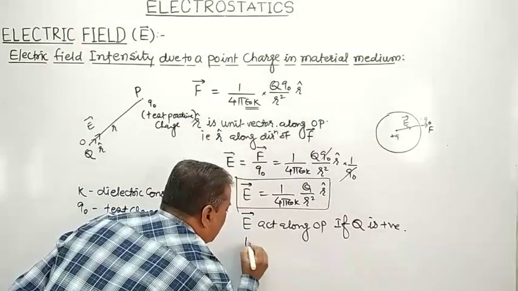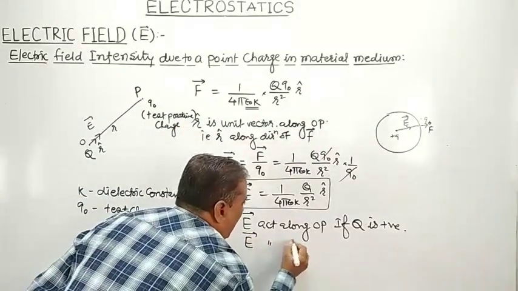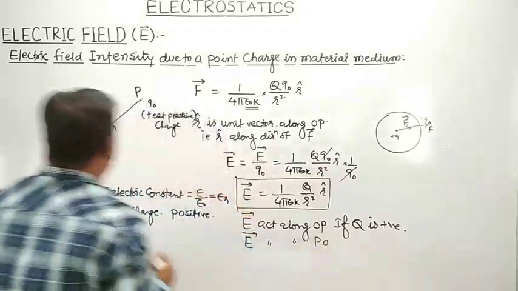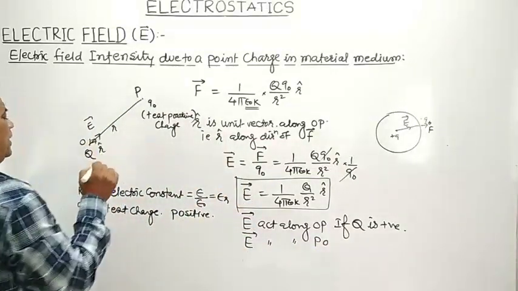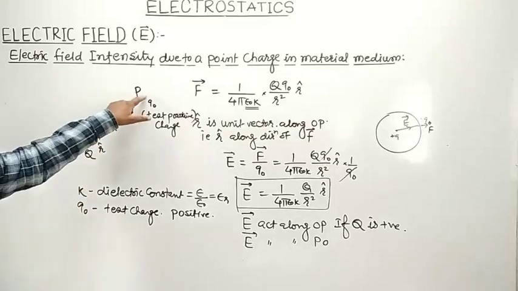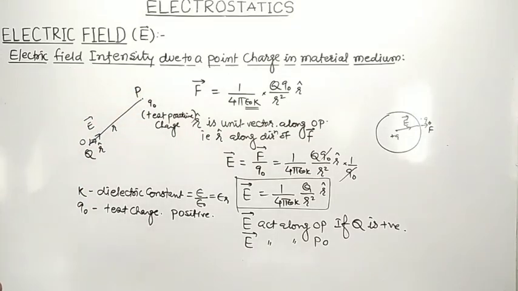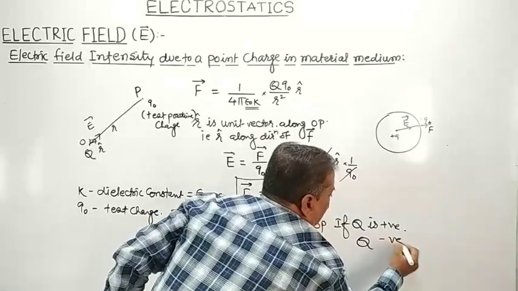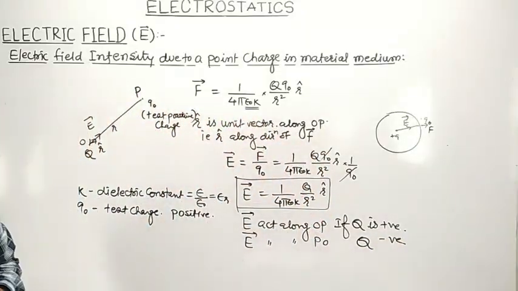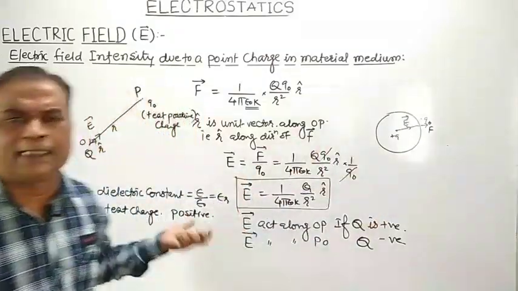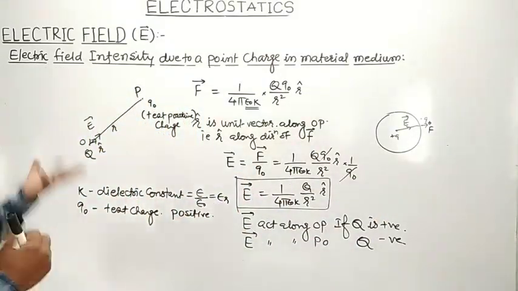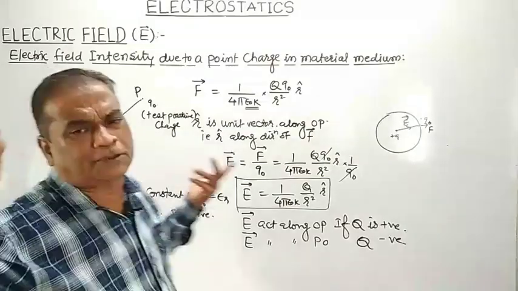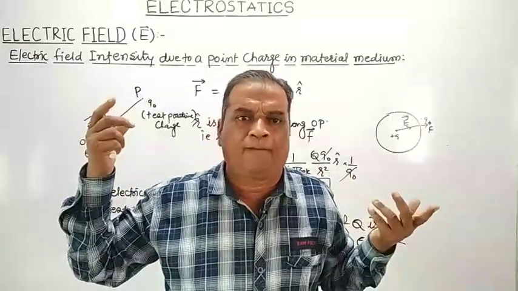Whereas vector E will act along PO. Here the direction of E will be opposite, along PO, when that charge Q is a negative charge. So in examination there might be a question for 2 marks.